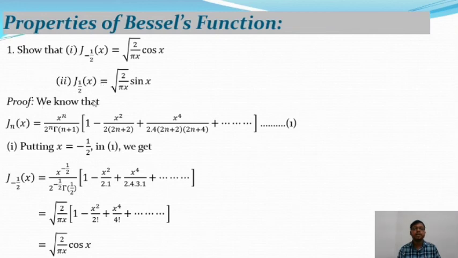So we know that the nth order Bessel's function can be written as x to the power n by 2 to the power n into gamma n plus 1, into 1 minus x square by 2 into 2n plus 2, plus x to the power 4 by 2 into 4 into 2n plus 2 into 2n plus 4, and so on up to infinity. This is another form of the nth order Bessel's function. So now we put x is equal to minus 1 by n in the above equation.